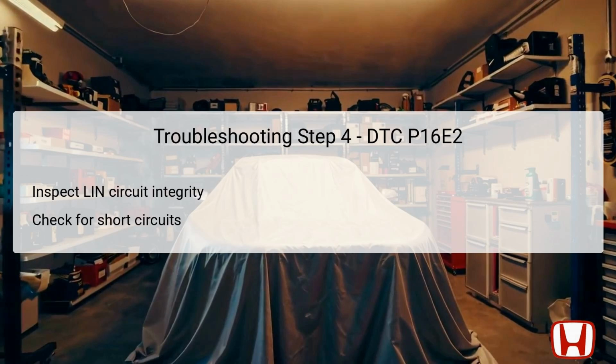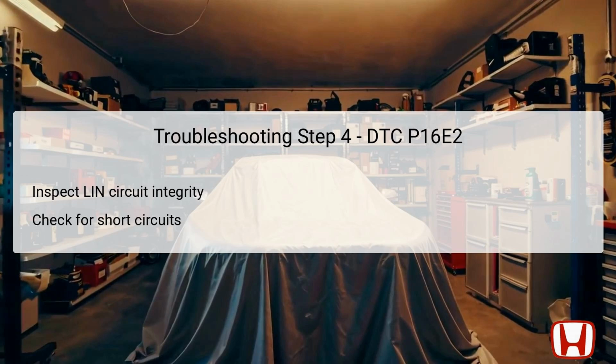In Step 4, the goal is to inspect the integrity of the local interconnect network, LIN, circuit. This involves checking for any physical damage or breaks in the wiring, as well as inspecting for potential short circuits that could interrupt communication. Performing a conductivity test along the LIN pathway is crucial to confirm that signals are passing properly between the PCM and the alternator.